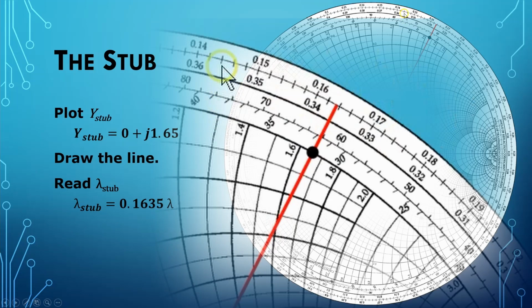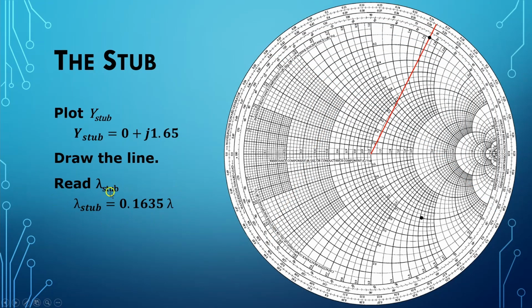Again, we take out our calibrated eyeballs, and we see we have 0.16, 0.162, 0.164, 6, 8, so on. So this is about 3/4 of the way between 0.162 and 0.164. So we're going to call that 0.1635. The wavelength of the stub is 0.1635 wavelengths.